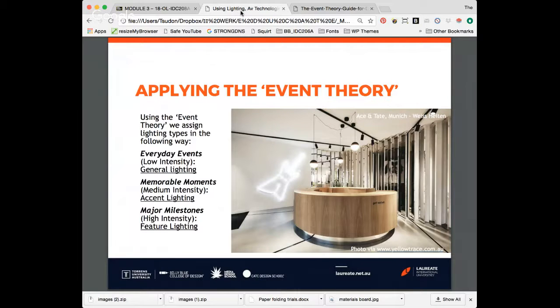So when using the event theory, we can assign different lighting types in the following ways. We can look at the everyday events. So these are the low intensity events that we're trying to create as the areas where we just have general lighting. The memorable moments we can look at as the medium intensity events, and there we want to really use accent lighting or task lighting to accentuate the engagement within those spaces. With the major milestones, remembering that these are the key items on the journey, the key stopping points that we want the consumer to journey towards, these are high intensity experiences. So we really want to make these the feature lighting points of our space.